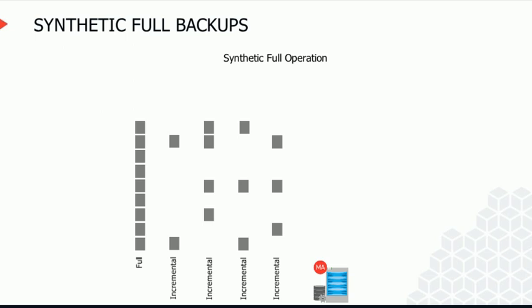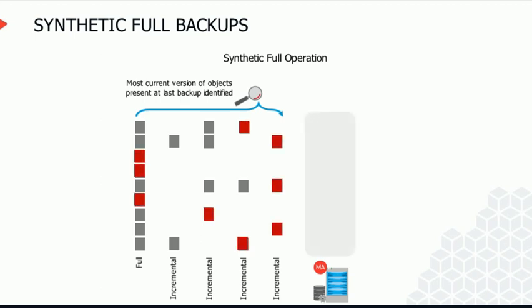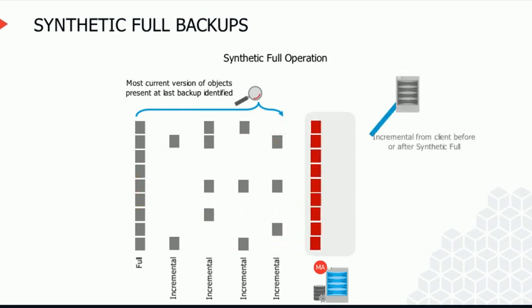But rather than repeating this cycle and putting unnecessary load on production clients, a synthetic full operation may be leveraged. The media agent is aware of the most current version of objects that are present on the storage media as of the last backup. When a synthetic full is initiated, these objects are first identified. The media agent then conducts an operation in which it compiles these objects into a new baseline, so to speak, dataset. This newly created set is coupled with the incremental data from either the job immediately before or after the synthetic full. This dataset is then used as a basis for subsequent backup operations, which in effect eliminates the need for recurring full backups.